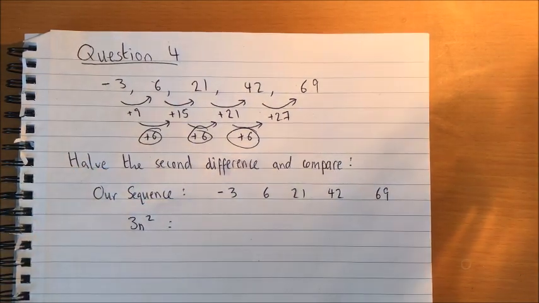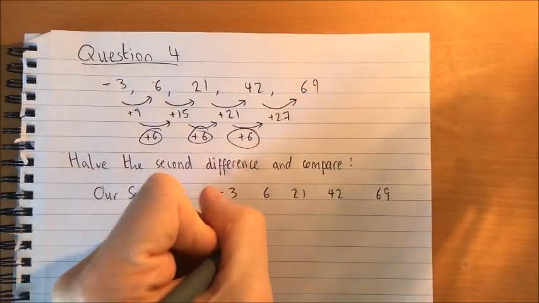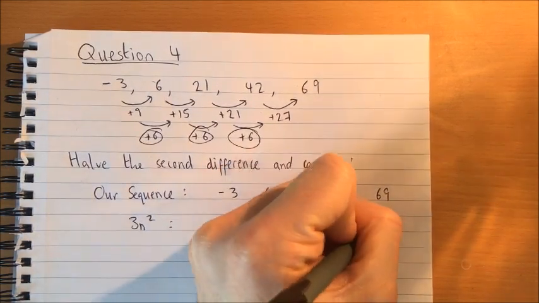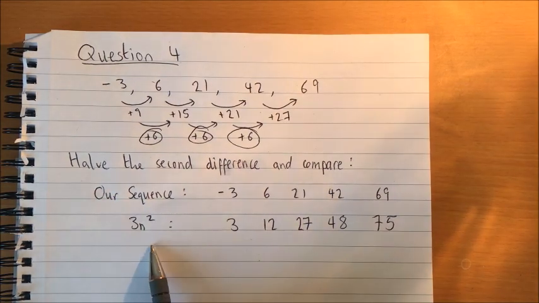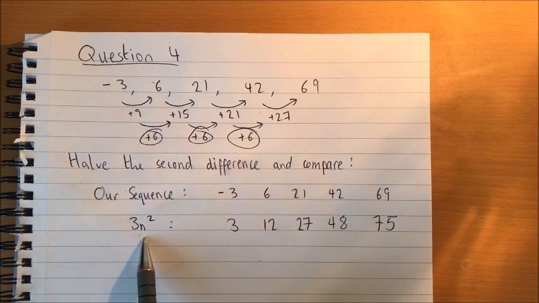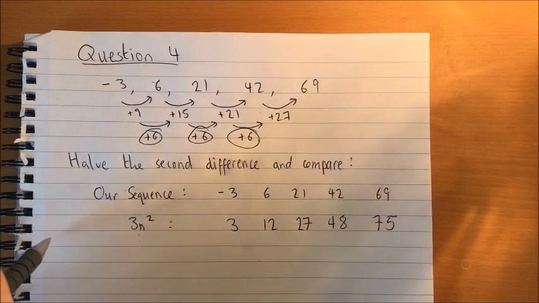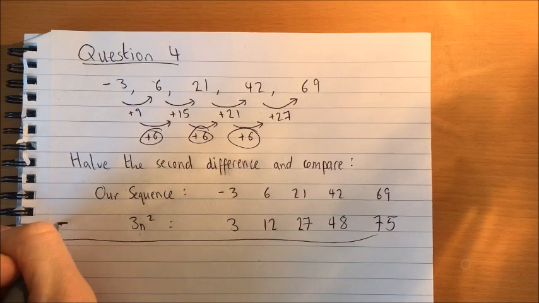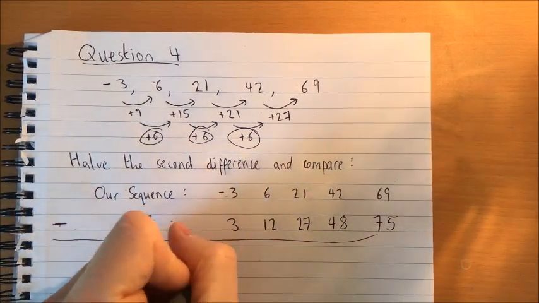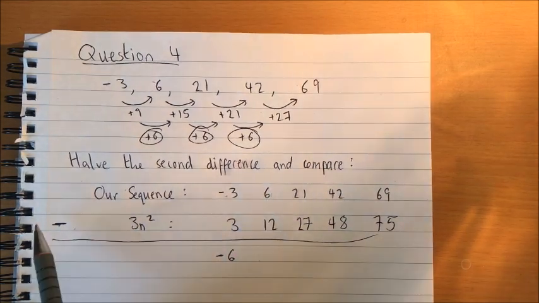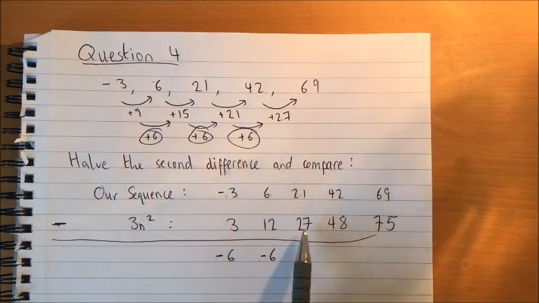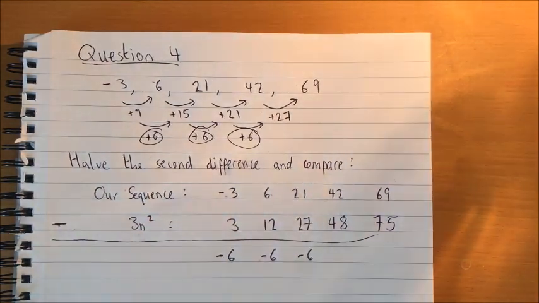And I know through the last few questions that the sequence 3n squared is 3, 12, 27, 48, 75. I can work that out through substitution. All right, so how does my sequence compare with the sequence 3n squared? If I use that subtraction method, let's subtract and see what happens. Negative 3 take away 3 gives me negative 6. 6 take away 12 gives me negative 6. 21 take away 27 also gives me negative 6, and so on.